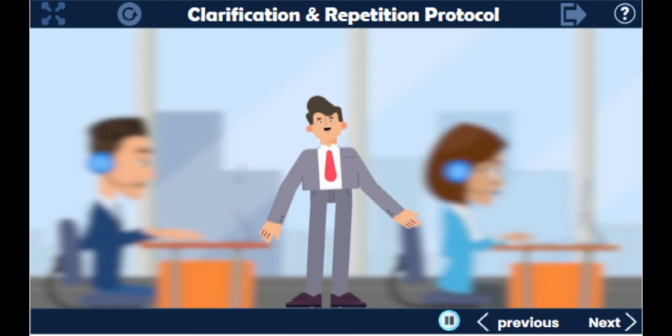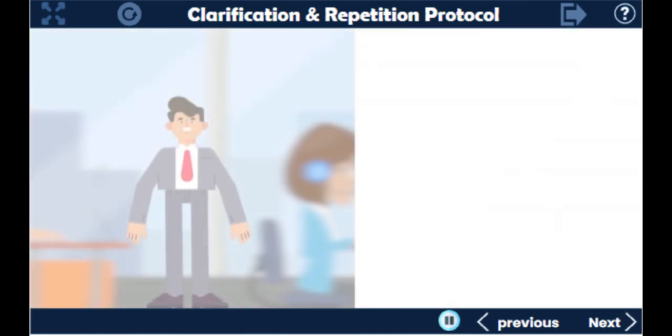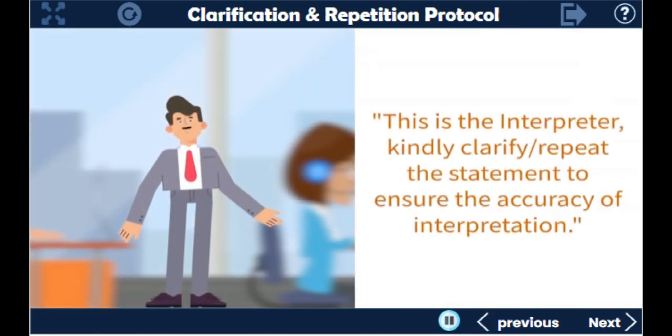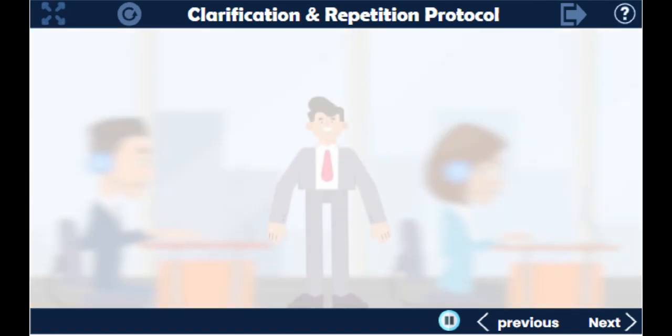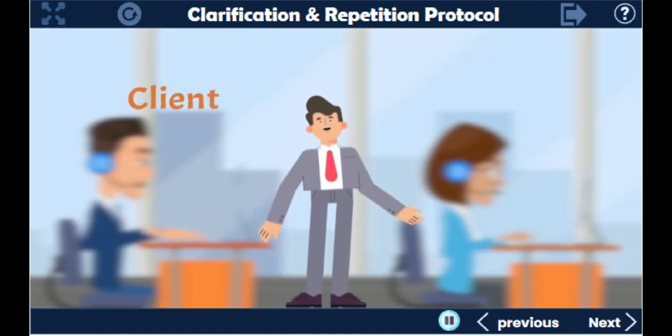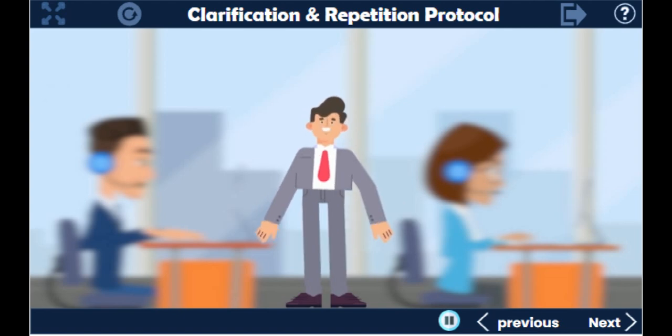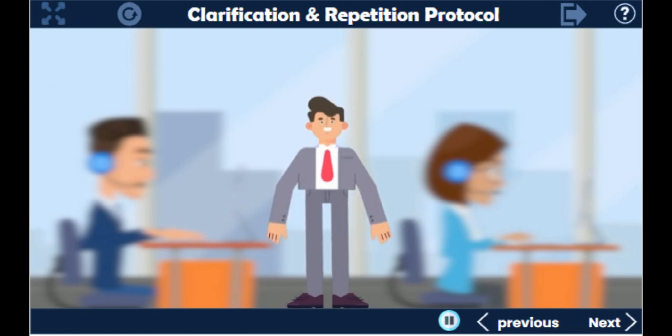During the interpretation session, when you need to ask for clarification or repetition, you could use this statement for intervention. "This is the interpreter. Kindly clarify or repeat the statement to ensure the accuracy of interpretation." Sometimes after asking the client or the LEP to repeat due to hearing issues, poor audio, unstable connection, or microphone adjusting, you could also discover that you need clarification for a certain term. Don't hesitate to ask for clarification then.